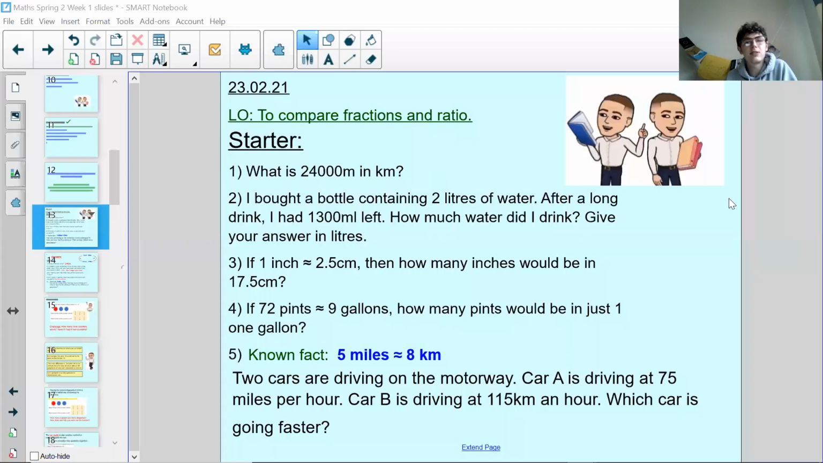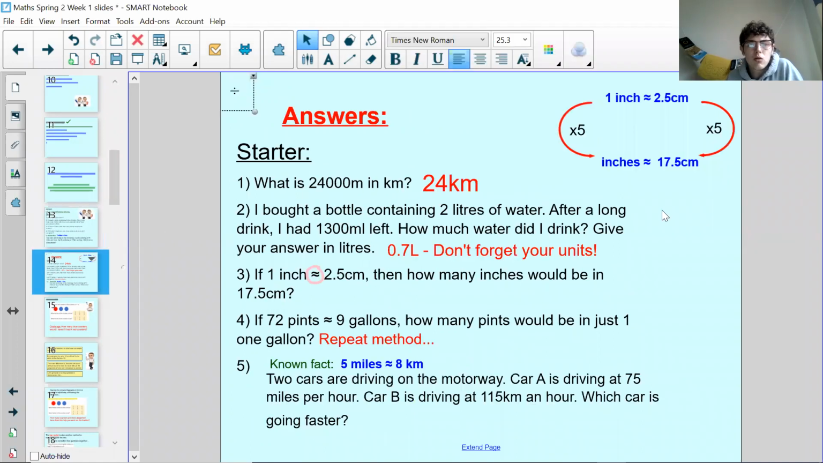So our learning objective today is to compare fractions and ratio. Your Fast Five is up on the screen now. So feel free to pause the video here, have a go at that, and then I will come back to you with the answers. Okay, Year 6, well done. So your answers are up on screen, or some of them are up on screen, and we will go through them.